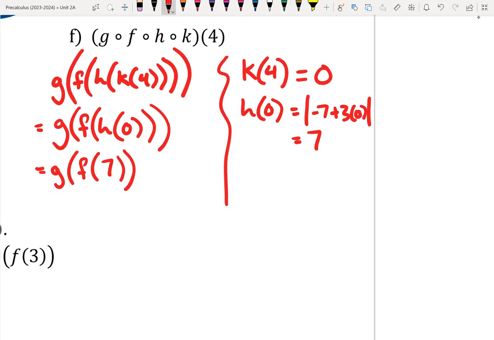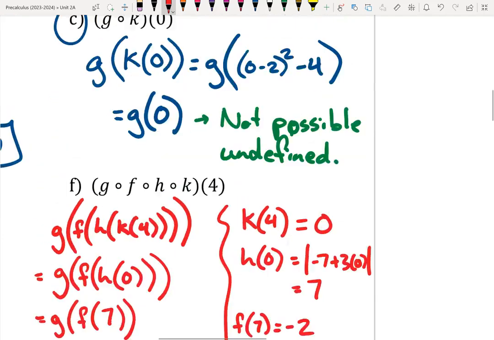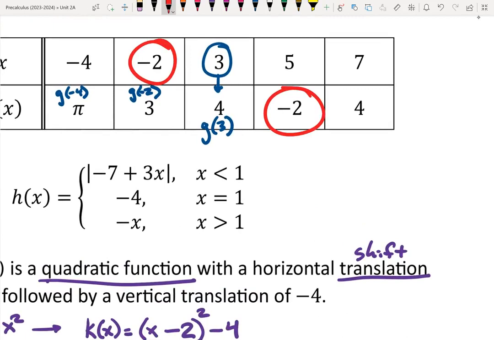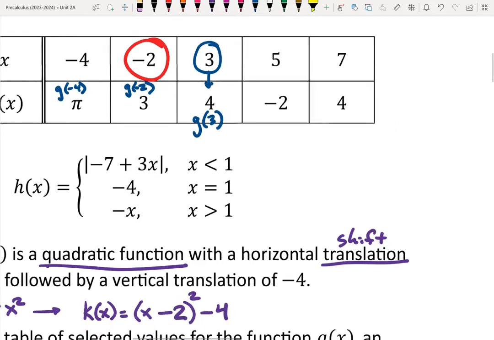What do I do next? What is F of 7? Negative 2? All right, sounds good. So that's G of negative 2. And now we're there at the end. What is G of negative 2? 3? All right, there we go. Yeah, 3. Remember, we look at the x value. So yes, there are 2 negative 2's, but which one do I want? The one where x equals negative 2. That's my G of negative 2 right there. Not that other one. That's y equals negative 2. That's G of 5.